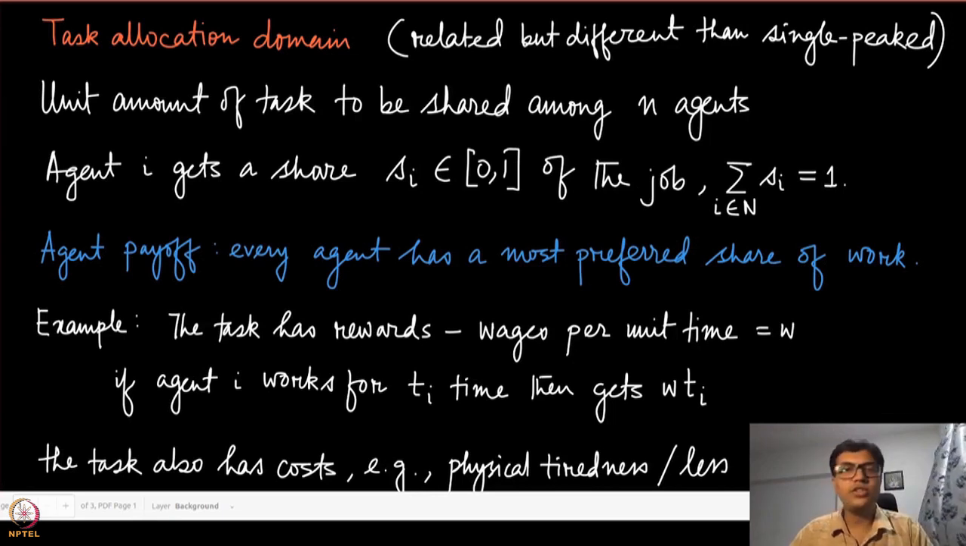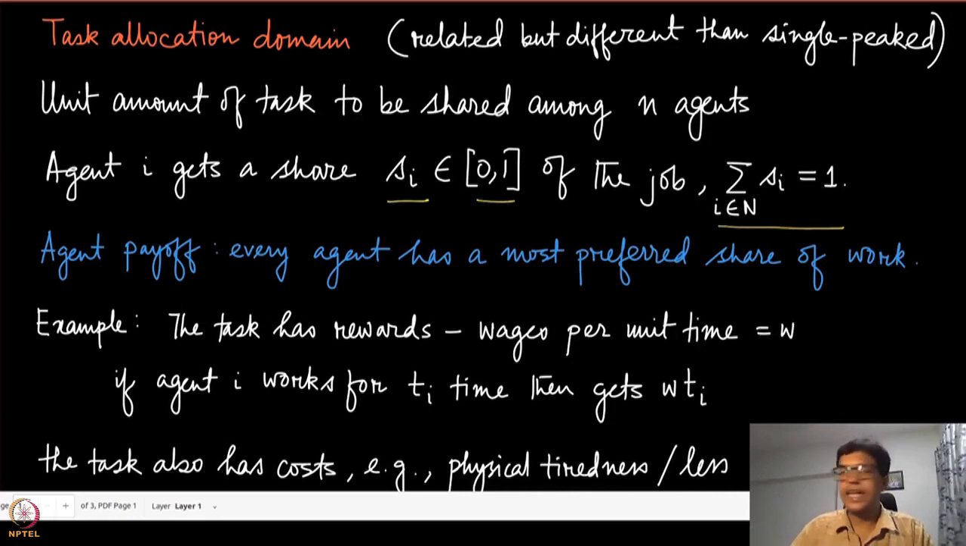So each of these players gets a share of that task, which we are going to denote as s_i. So s_i is the share of agent i, and this naturally lives within the interval 0 to 1, and the sum of the task shares among all the players is going to be equal to 1. So this task is always going to be allocated, so no part of this job is unallocated, and each of these agents should get some non-negative share of this task.